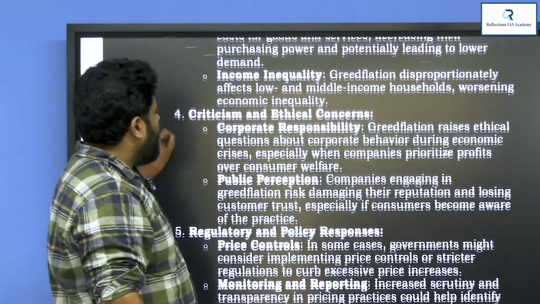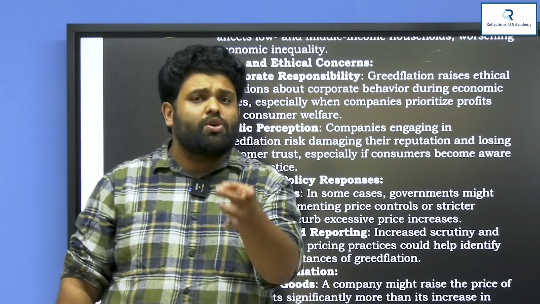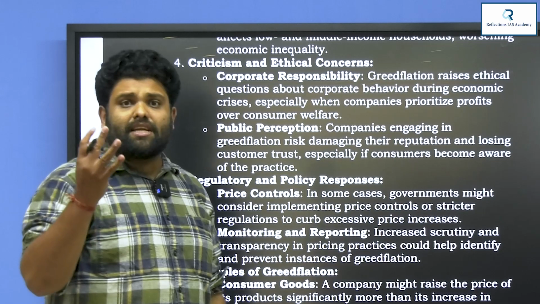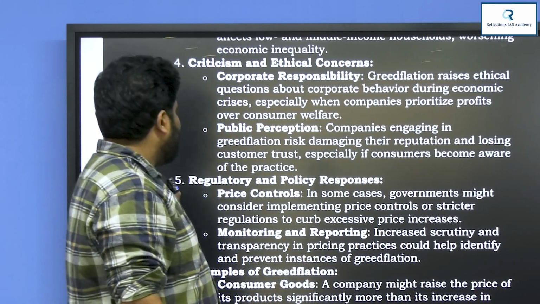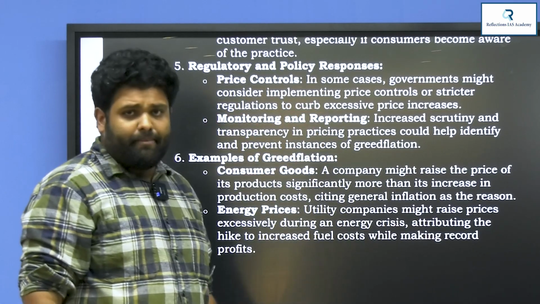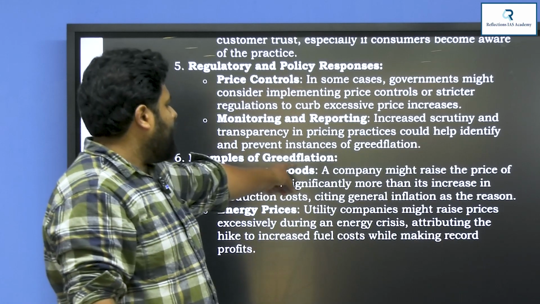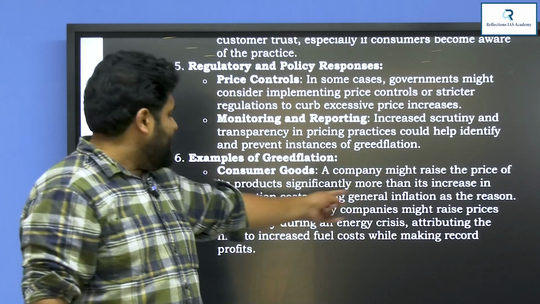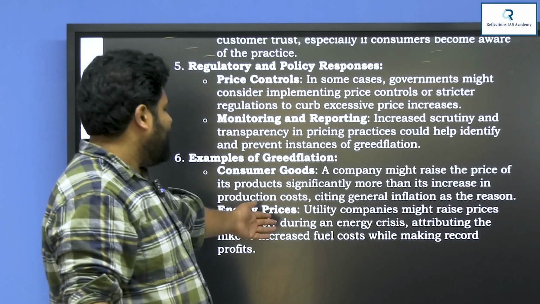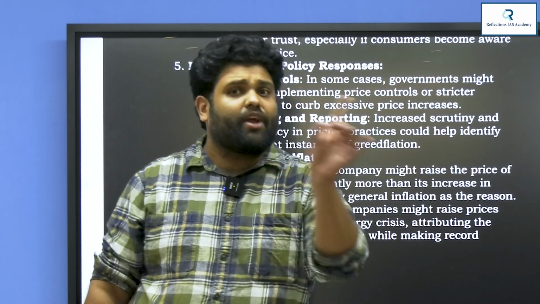Okay. Criticism. Corporate responsibility. It is a corporate responsibility to see that not just profit margins are important, consumer welfare is also taken into the picture. And then public perception. When the public becomes aware of this, the companies may risk damaging their reputation also. And regulatory, of course, is that the government can interfere and have strict price control measures, monitoring and reporting, increased scrutiny, and transparency in pricing methods may also be adopted here. And if you see examples of greedflation, consumer goods: a company may raise the price of its product significantly more than its increase in production cost, citing general inflation as the reason. Energy prices: utility companies like the energy sector during an energy crisis may say because of increased fuel costs, they would be increasing prices per unit so that they can record more profits.